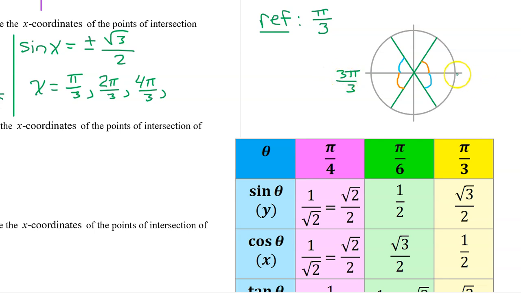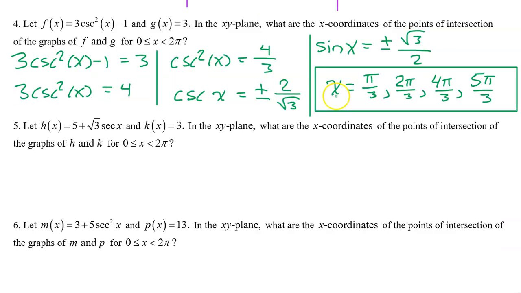Doubling this, we can think of 2 pi as 6 pi over 3. So this angle in the fourth quadrant is pi over 3 less than 6 pi over 3, which is 5 pi over 3. So these are the x-coordinates of the 4 points of intersection.